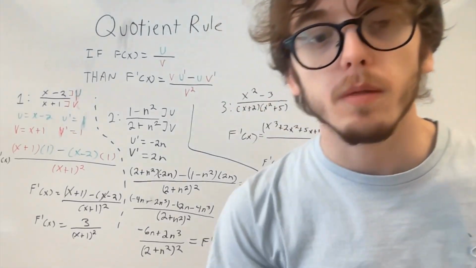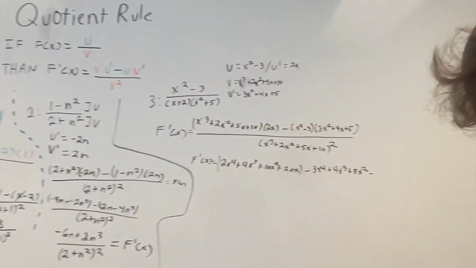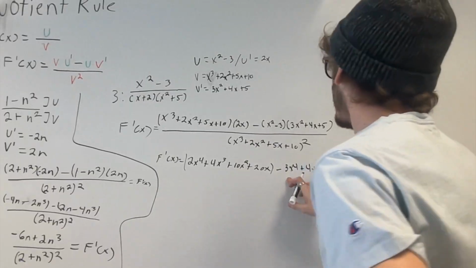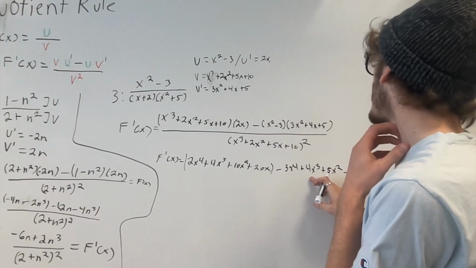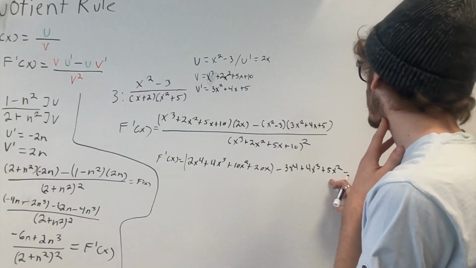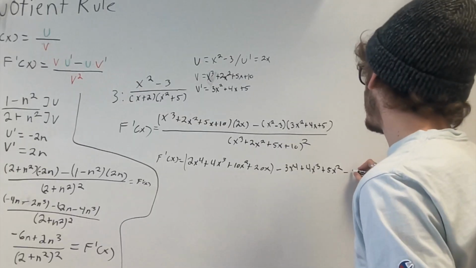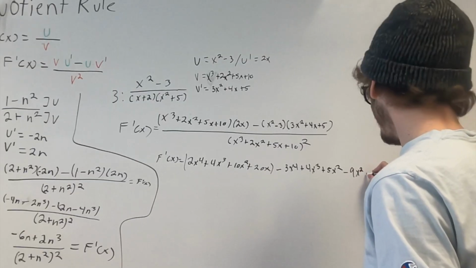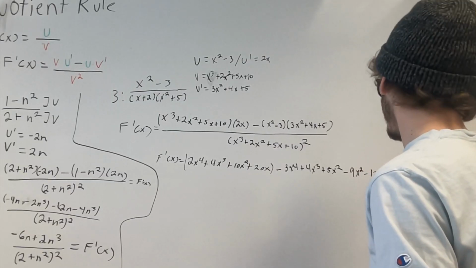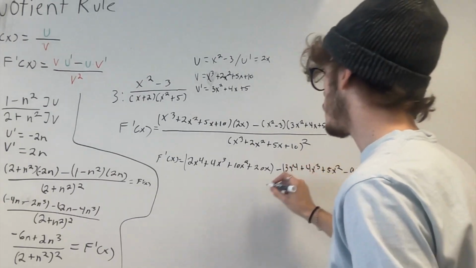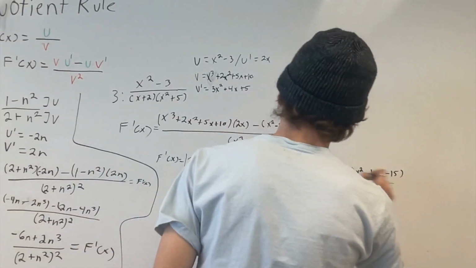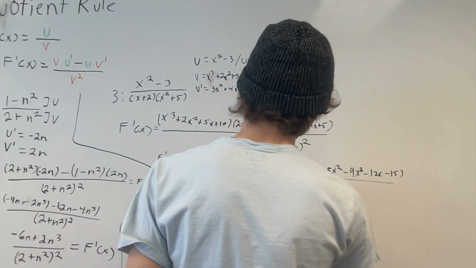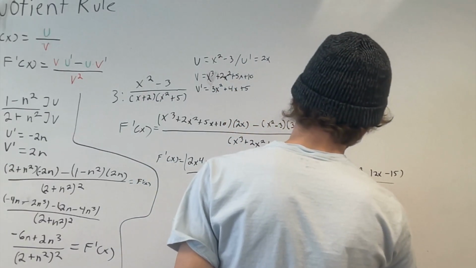There's no way you guys are going to be able to see this. I need to move you all the way over here. Okay. 3x to the fourth, 4x to the third, 5x squared, minus 9x squared minus 12x minus 15. Holy crap. Okay, we're going to put this all over x to the third plus 2x squared plus 5x plus 10.